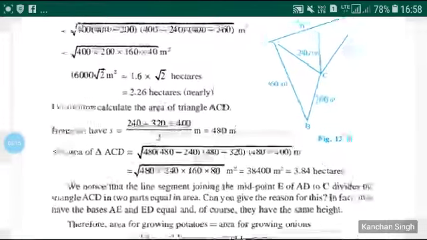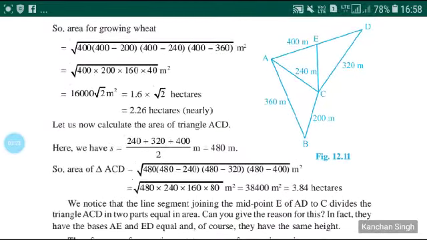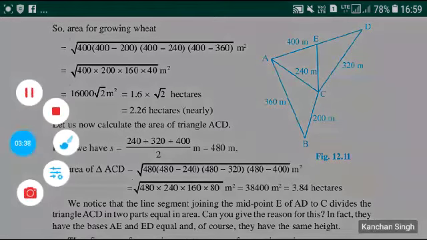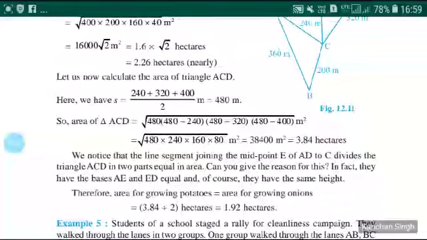To calculate the area of ACD, we will again use the previous formula. Here again, s equals 240 plus 320 plus 400 divided by 2, which is equal to 480 meter. Just do the calculation properly. So again, to find the area, we will write the formula. Area is equal to root of s into s minus a, s minus b and s minus c. So we have written all the things: 480, 480 minus 240, then 480 minus 320 and 480 minus 400. After calculating, we are getting 38,400 meter square. And again, we have converted it into hectares.